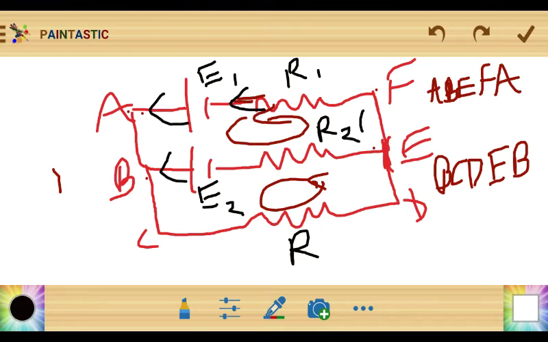You may be wondering why I am giving the arrow like this, and at the bottom it is opposite. Why am I giving it? Current always flows from positive to negative, or negative to positive. You tell me.